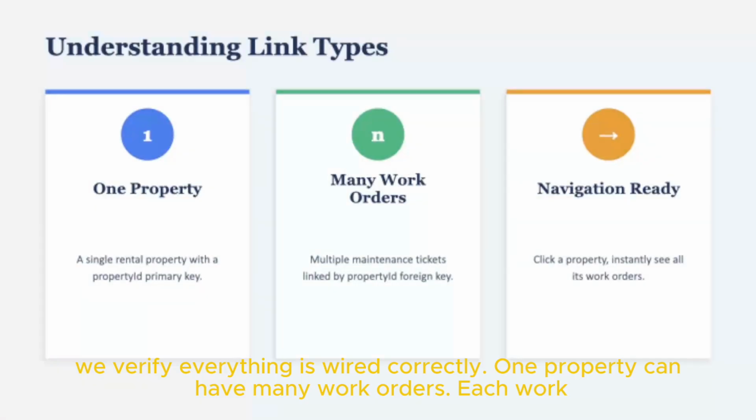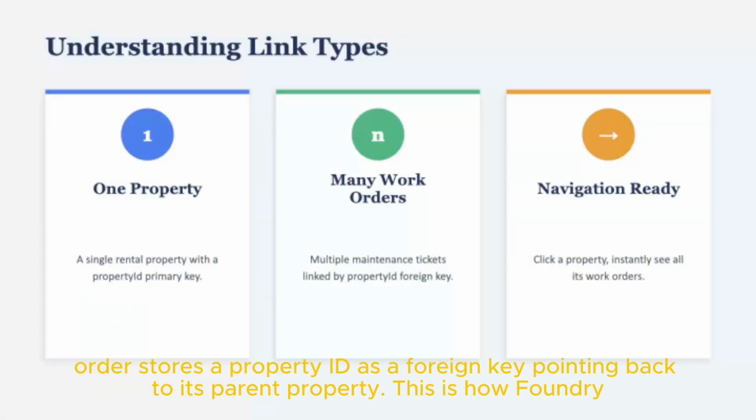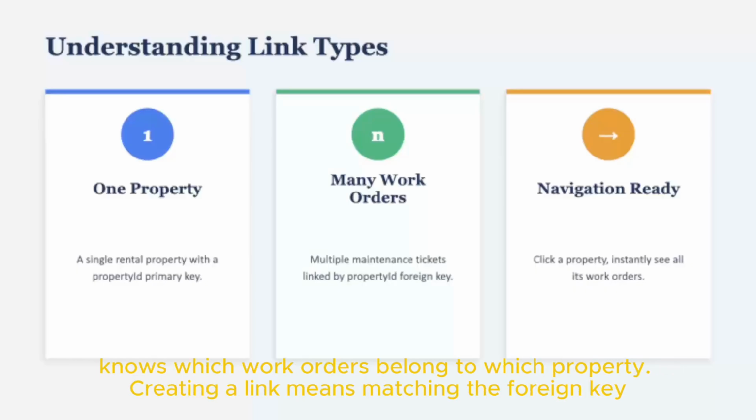One property can have many work orders. Each work order stores a property ID as a foreign key pointing back to its parent property. This is how Foundry knows which work orders belong to which property.